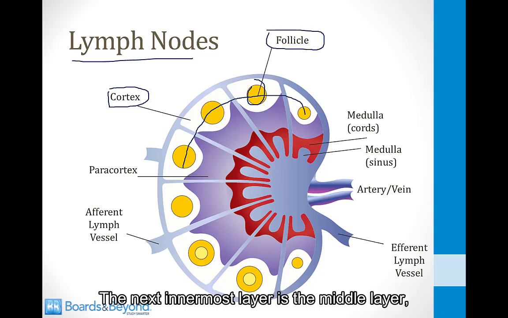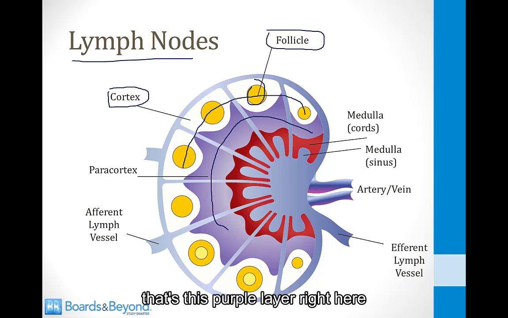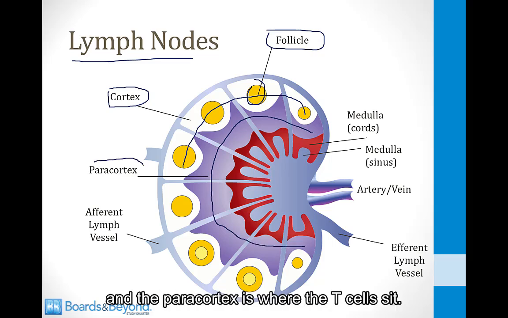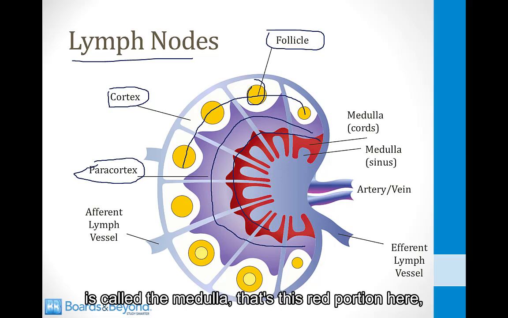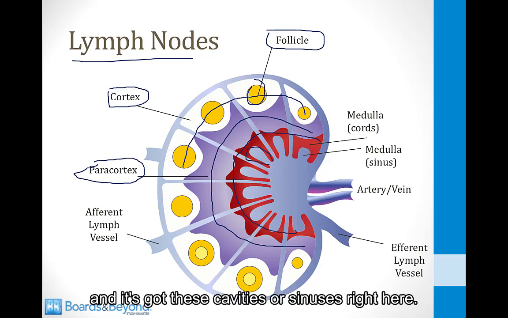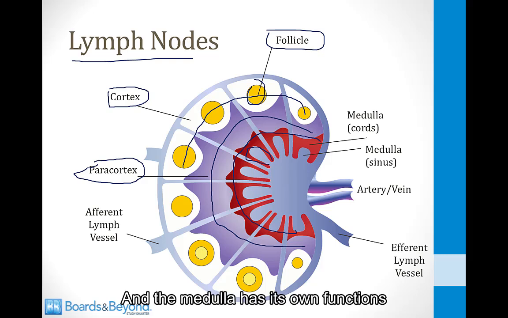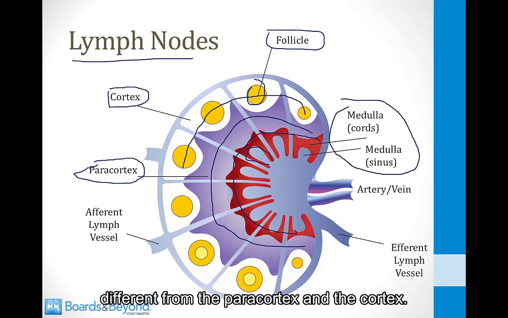The next innermost layer is the middle layer. That's this purple layer right here, and it's called the paracortex. And the paracortex is where the T cells sit. We'll also talk more about that. And then finally, the innermost layer is called the medulla. That's this red portion here, and it's got these cavities or sinuses right here. And the medulla has its own functions different from the paracortex and the cortex.